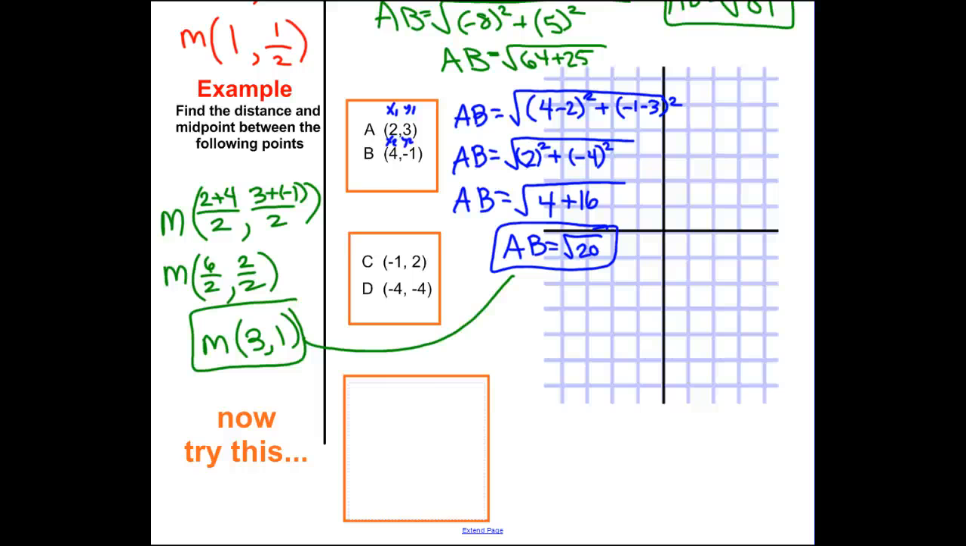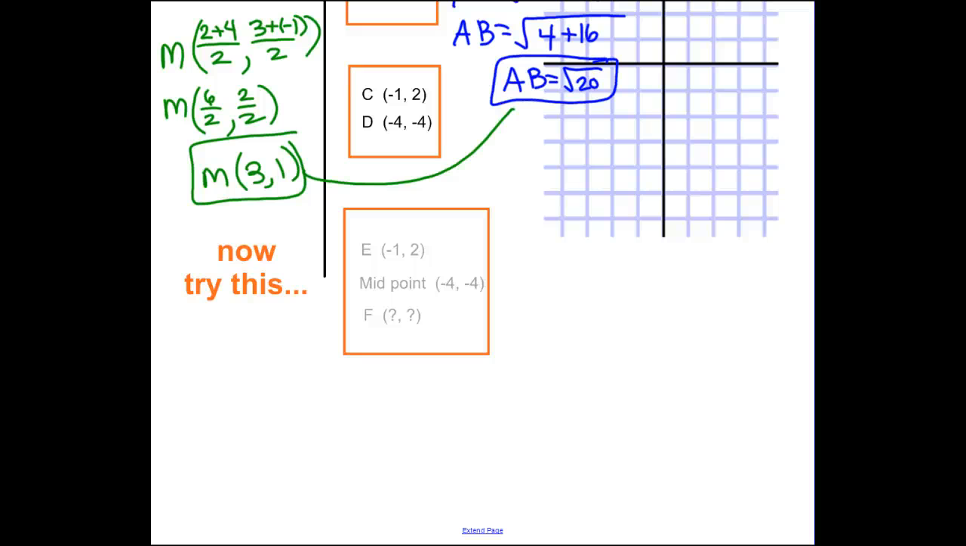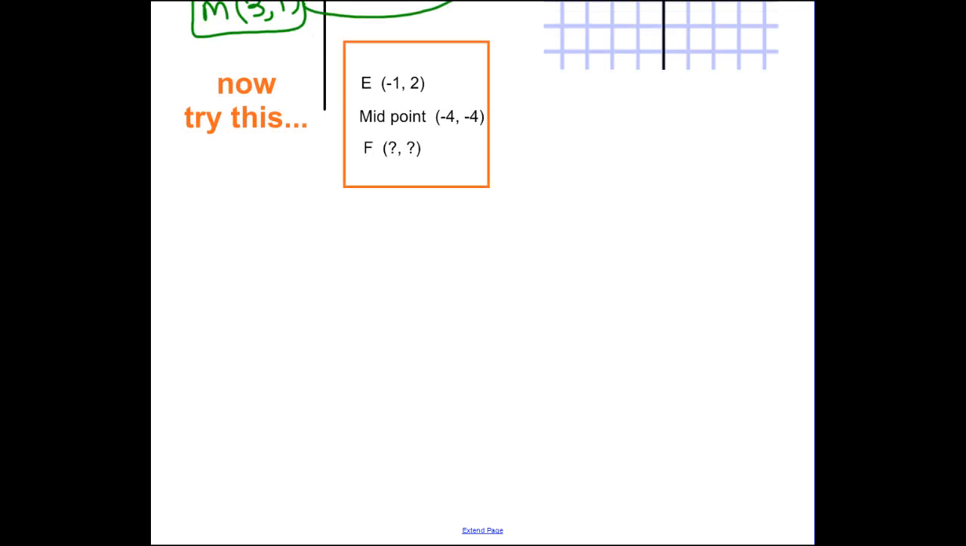Actually, I will do one more because I want to work backwards for you. What if we know that we have the 2 points, we have the point negative 1, 2, and our midpoint is negative 4, negative 4. Well, we could plug these into the equations if we wanted to, but we could also do something else.